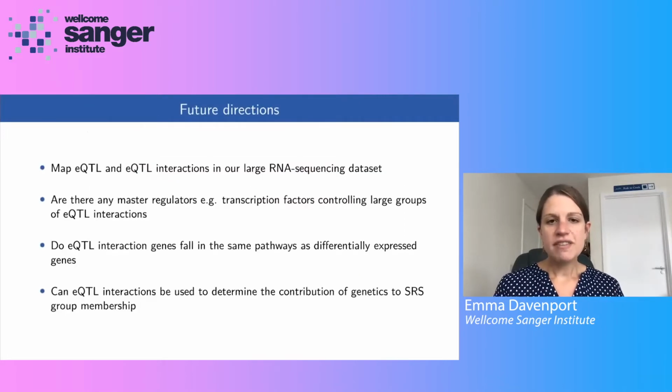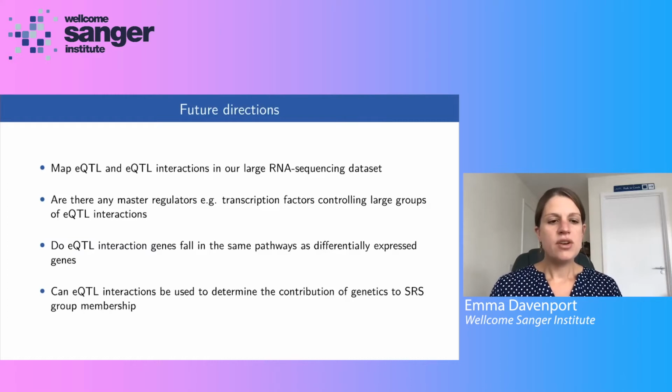So there's lots of directions in which we want to take this research. So now we have this large RNA sequencing data. We want to map both eQTLs and their interactions using this larger cohort. We want to start exploring if there are any master regulators, so for example, transcription factors that are potentially controlling large groups of these eQTL interactions and the differentially expressed genes, and whether these can help identify the components of the immune system that we should be targeting for then intervening in terms of drug targets for treating sepsis.